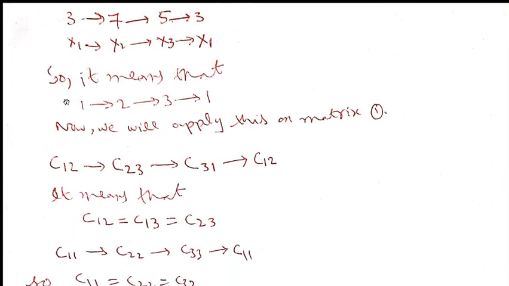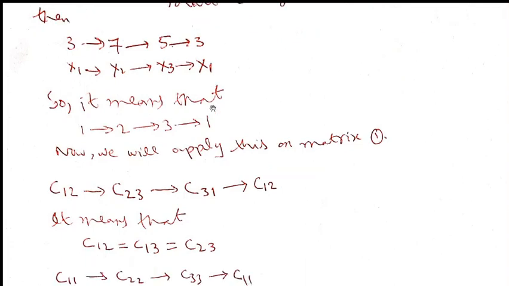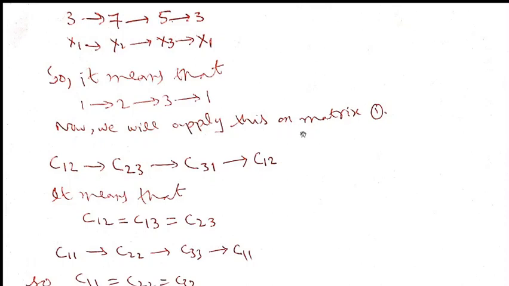We will use this to find the independent components. We have 9 independent components so far, given equation number 1, and we will apply this on equation number 1. Let us take C12. As 1 goes to 2 and 2 goes to 3, C12 will go to C23. C23 will go to C31, as 2 goes to 3 and 3 goes to 1. And C31 will go to C12, as 3 goes to 1 and 1 goes to 2.